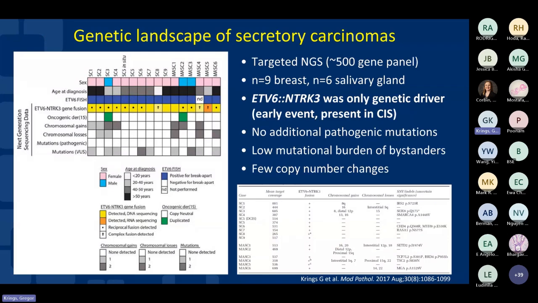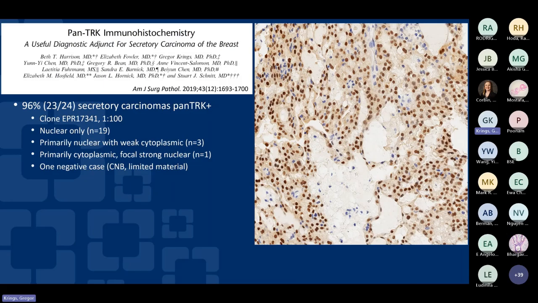This is a study we did a few years ago in which we sequenced a series of breast and salivary gland secretory carcinomas by targeted sequencing using a large cancer gene panel. And we found that the ETV6-NTRK3 fusion was, in fact, the only genetic driver in these tumors. It was an early event, present also in carcinoma in situ, and we found no additional pathogenic driving mutations. Overall, the mutational burden was low, including the other bystander mutations, and there were few copy number changes. And so I think this really highlighted the fact that fusions, as might be expected, are the key drivers of these tumor types and are not necessarily required to have other cancer gene drivers, at least not common cancer genes.